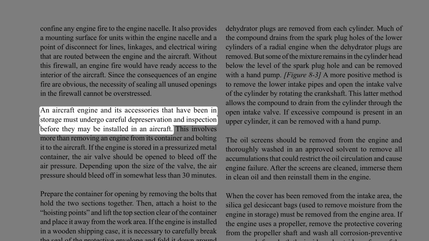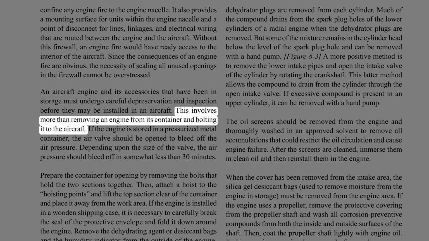An aircraft engine and its accessories that have been in storage must undergo careful depreservation and inspection before they may be installed in an aircraft. This involves more than removing an engine from its container and bolting it to the aircraft.